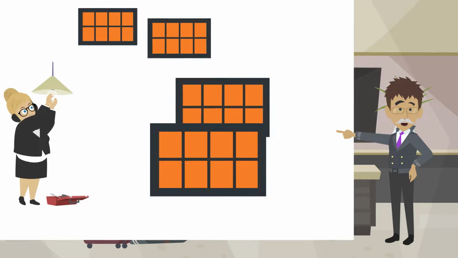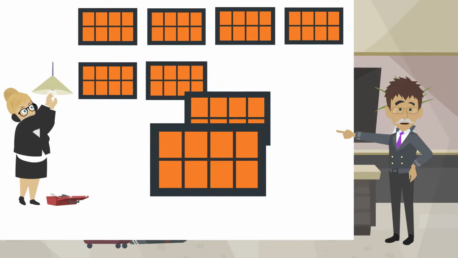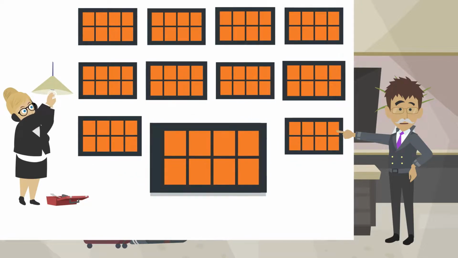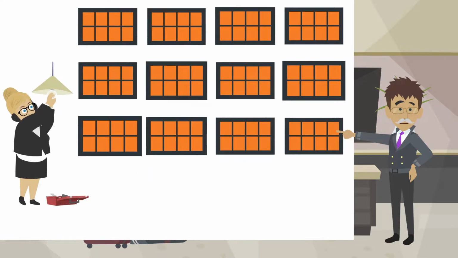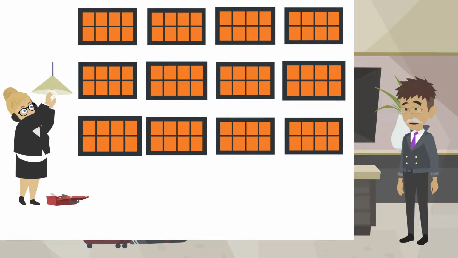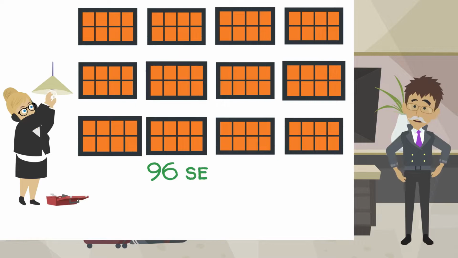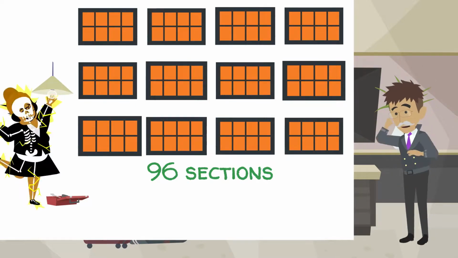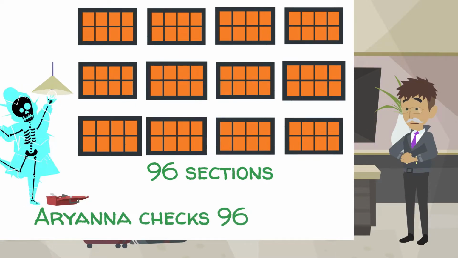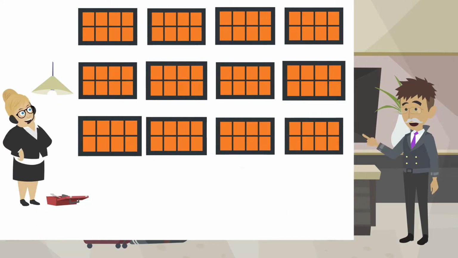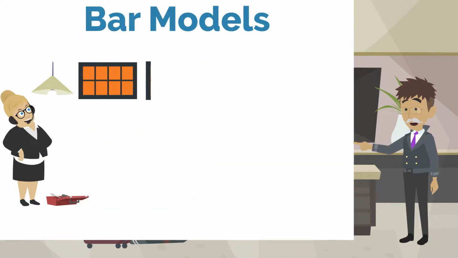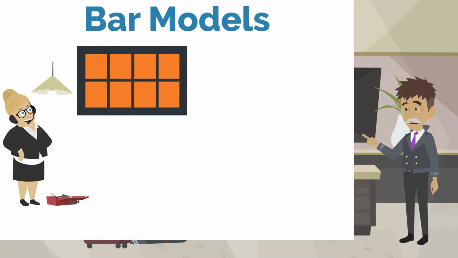Since we want to know the total for 12 rooms, I draw 12 rectangles, each separated into 8 sections. Now we count the sections to find out the number of lights. There are 96 sections, thus Ariana must check 96 lights. A bar model is a less detailed drawing representing the relationship between directly related values.